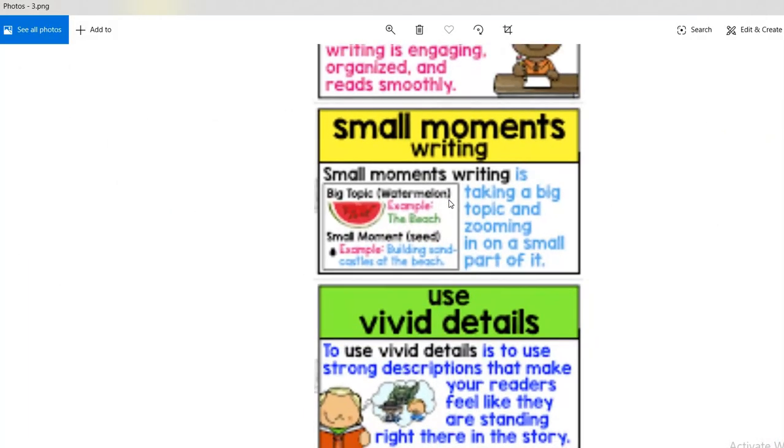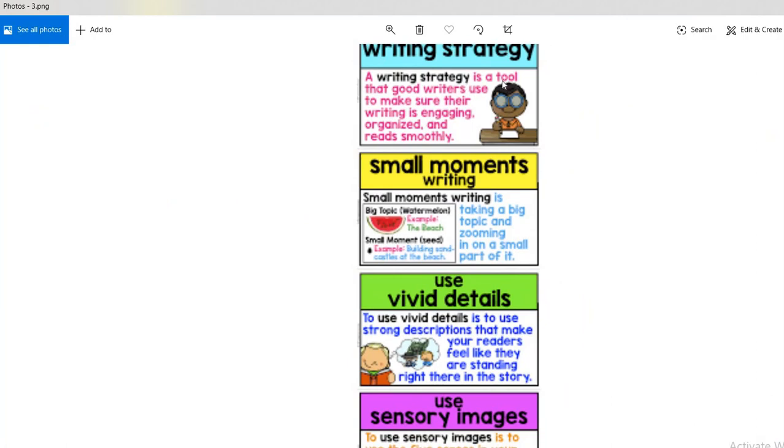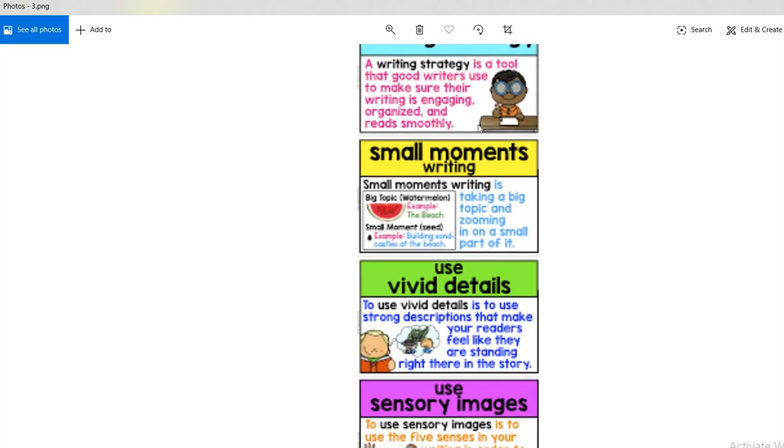again, writing strategies. A writing strategy is a tool that good writers use to make sure the writing is engaging, organized, and reads smoothly. If you want to write something and you want your friend to read it, you must be sure that your piece of paper, your story or whatever you want to express, should be read smoothly. Okay? Should be organized. The concept should be engaging. So for example, if you started talking about animals, you cannot jump to another concept right away. You need to link your thoughts together, to engage them together, to organize them, to let the reader understand and read smoothly.